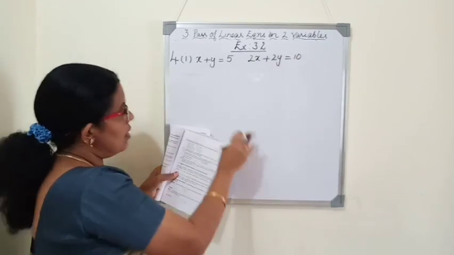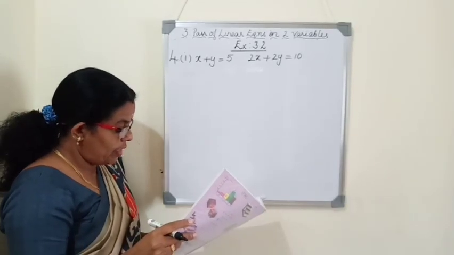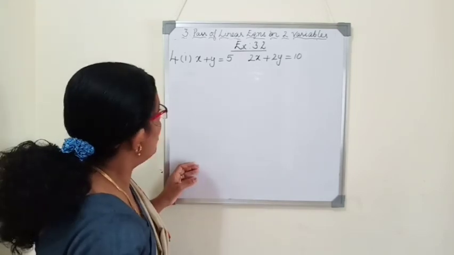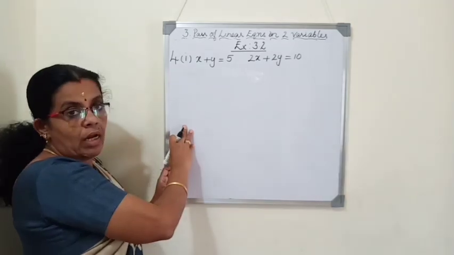The question is, we have to check whether it is consistent or inconsistent. If it is consistent, we have to find the solution through graph. So to check whether it is consistent or inconsistent, we have to check the ratio.